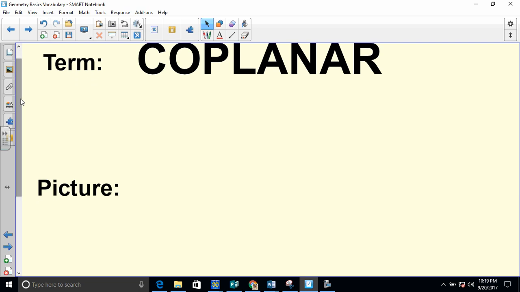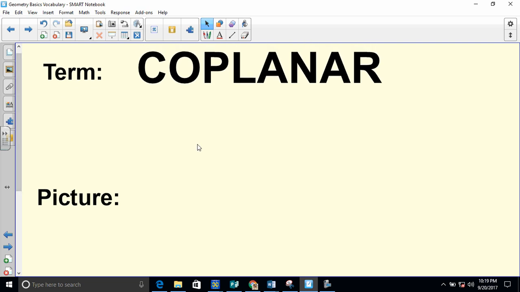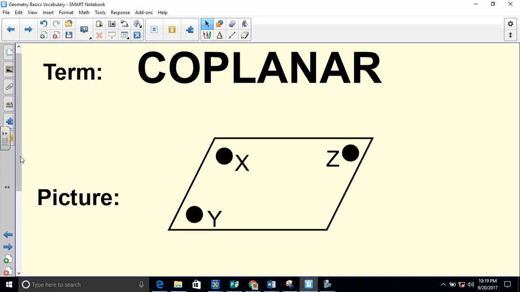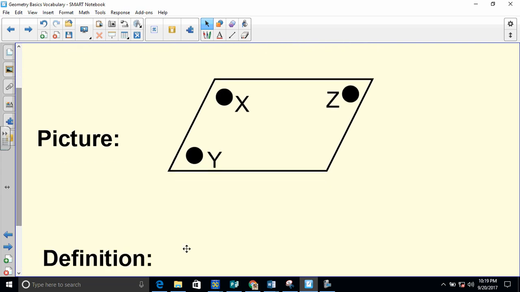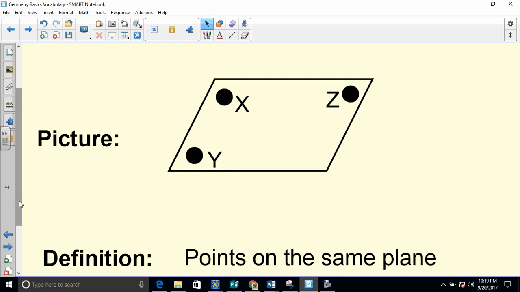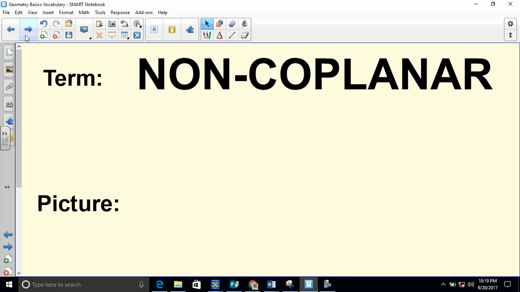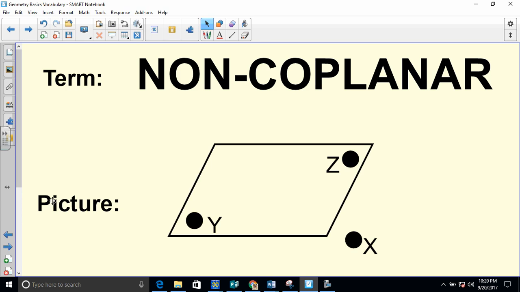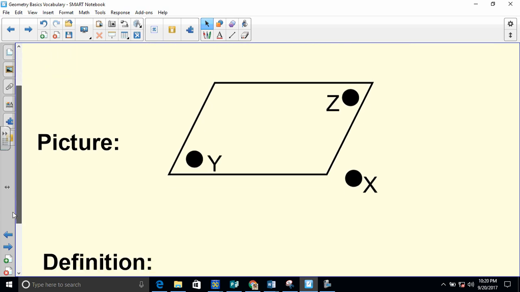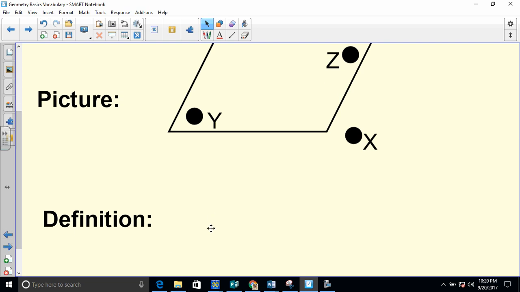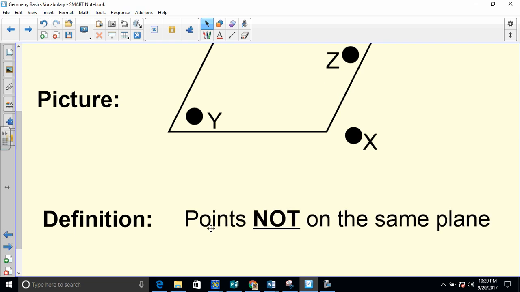Now coplanar, kind of similar to collinear. Coplanar kind of looks like that. What it means is just points that are on the same plane. So X, Y, and Z are coplanar because they're all on the same plane. And then non-coplanar would mean the opposite of coplanar, where all the points are not on the same plane. So in this case, X is not on the plane, so we can say that X, Y, and Z are non-coplanar.